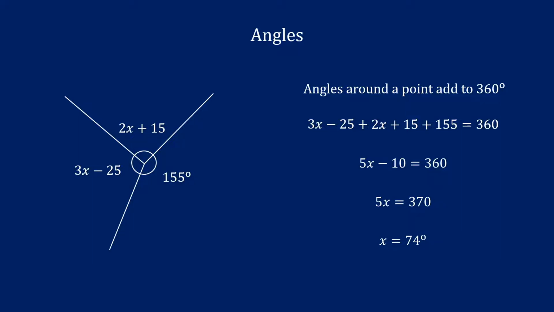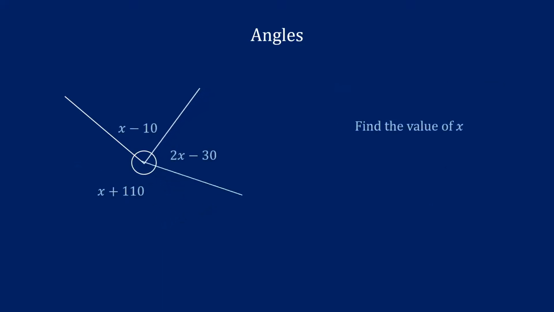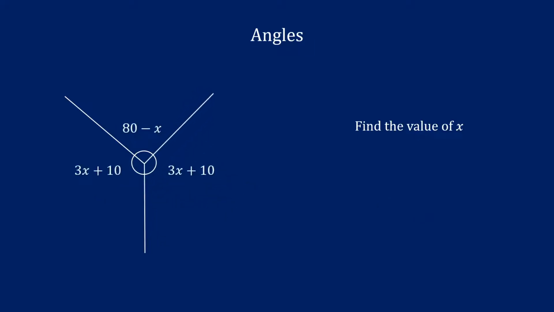Cool, ready to go? Alright, you give it a go. Find the value of x. Pause here, come back with an answer. X is 72.5. Again, pause here, come back with an answer. X is 52. Final one, pause here, come back with an answer. X is 46. Nice. So far so good.